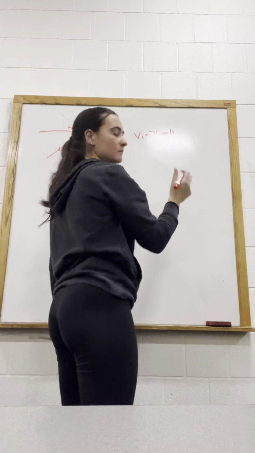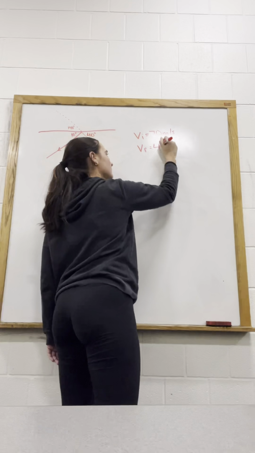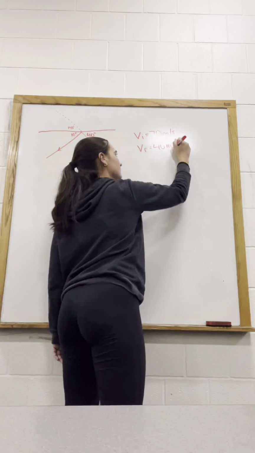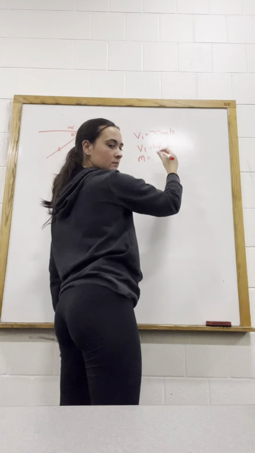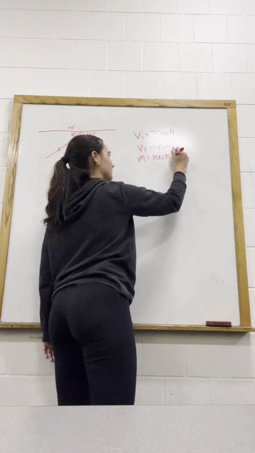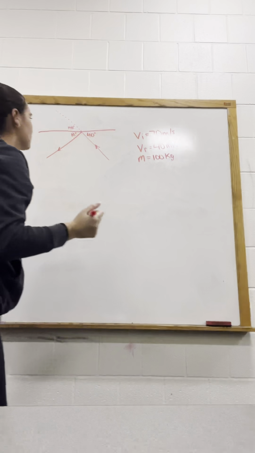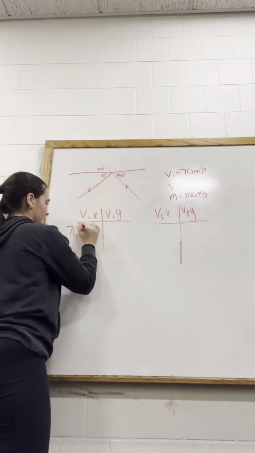This problem is going to be looking at the impulse and the force that has been distributed onto the driver of this vehicle as they endure this crash. The initial velocity is 70 meters per second. The final velocity is 40 meters per second. The mass of the driver is 100 kilograms. As shown, that is a diagram.